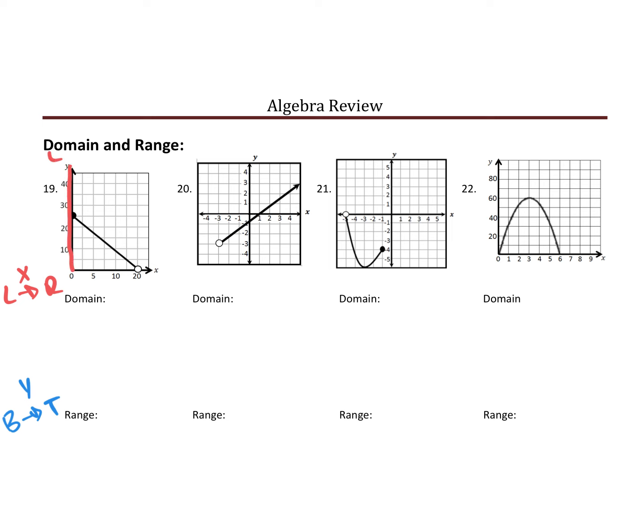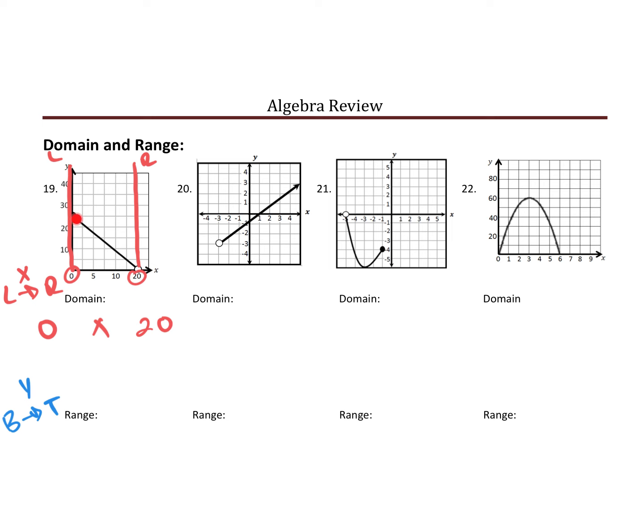Here's my line. And then I'm going to cut my graph on the right side. Here's where it goes. There's my right side. So on the left side, I went through number 0. And on the right side, I went through number 20. Domain is X. I'm going to put the X in the middle.